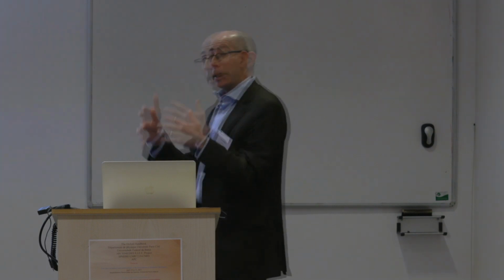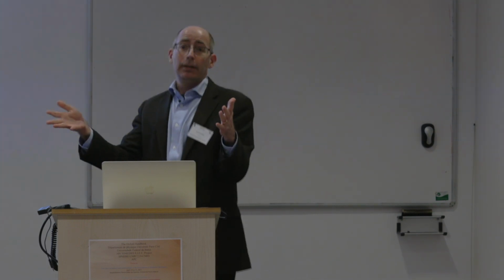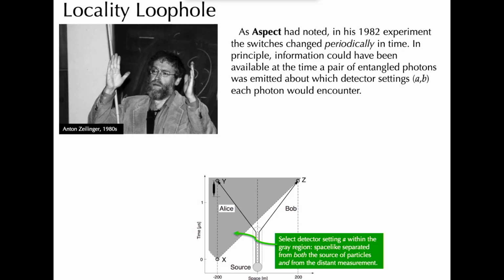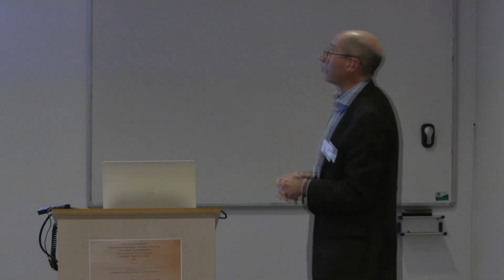So even in the first terrific article, Professor Aspect and colleagues say that, in principle, if one's really stubborn and wants to be a kind of stubborn Einsteinian or advocate of local causality, one could imagine that information about the measurements to be conducted would have been available at the source before the particles were emitted, because it's a predictable pattern of how the switches would change.